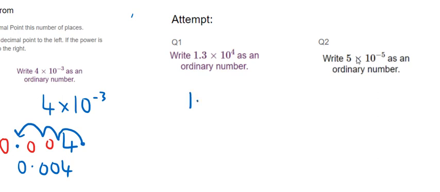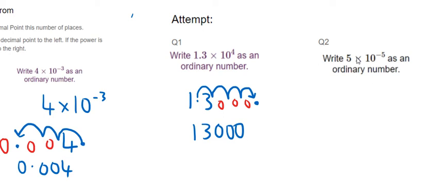So the first one here is 1.3 times 10 to the power of 4. Because it's a positive power again, that means I'm going to move it to the right because it must be a big number. So 4 places, so my decimal point ends up here. And then I'm putting in zeros. So 13,000 is what that number would be as an ordinary number.